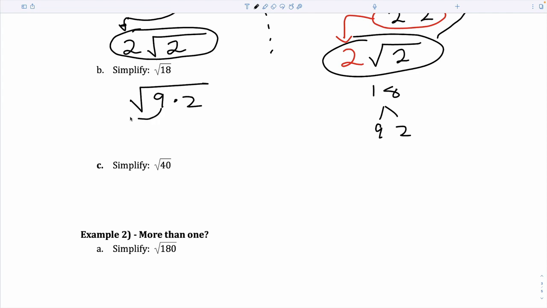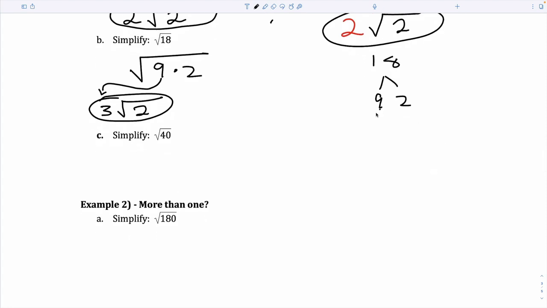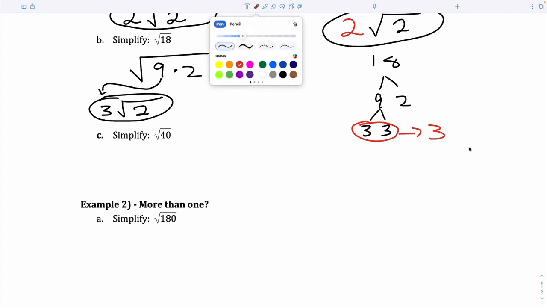I can pull out the perfect square. He escapes. What's the square root of 9, Kira Bentley? It's 3. Put 3 outside, put 2 inside. That's your answer. If you wanted to factor it completely, you could do 9 as 3 and 3. What's the only number that repeats twice? It's 3. You could take this number, put it outside square roots, and put the root 2. Same thing.